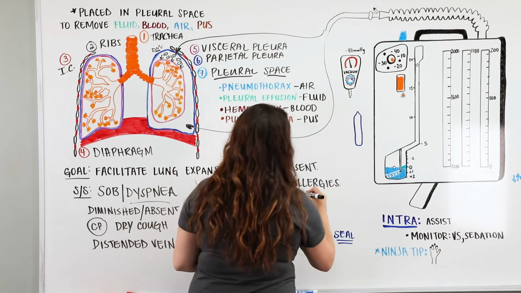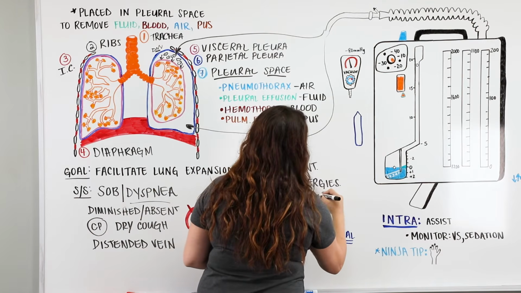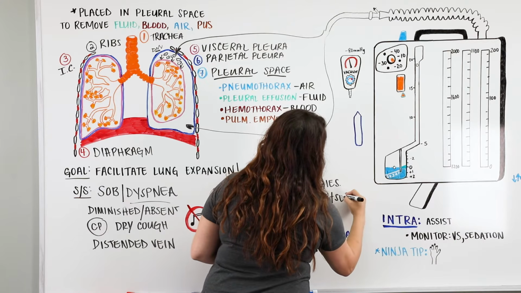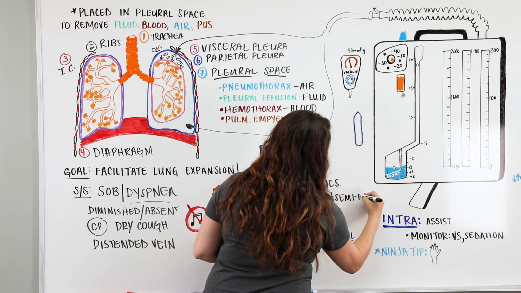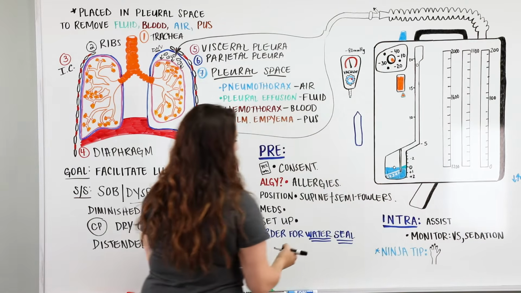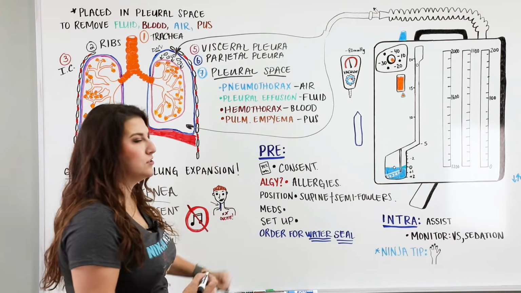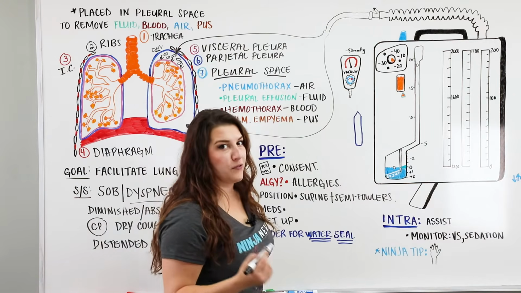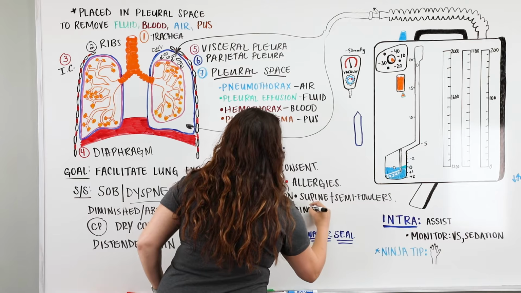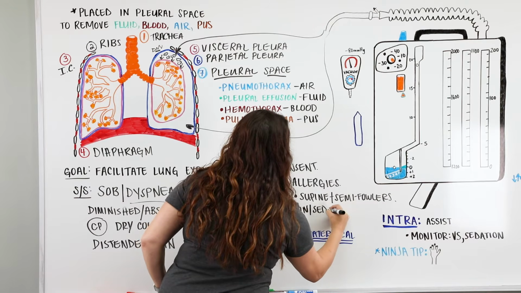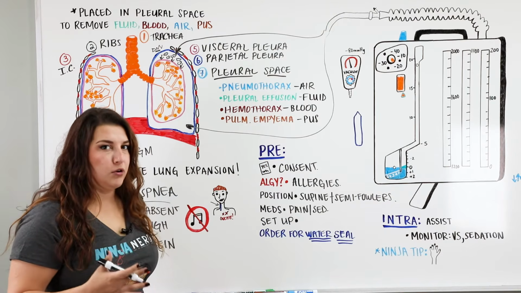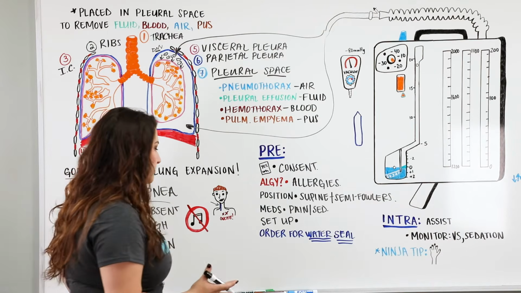Next up is going to be position. We're putting in a chest tube, so typically we want them to be in the supine or the semi-Fowler's position. That's one they always like to hit on the NCLEX, so make sure you know that. Medications: what are we going to be giving a patient before a procedure? Typically it's going to be some type of pain medication or sedation. You want to make sure they're comfortable during this procedure, and that they're able to get through it without too much excruciating pain.